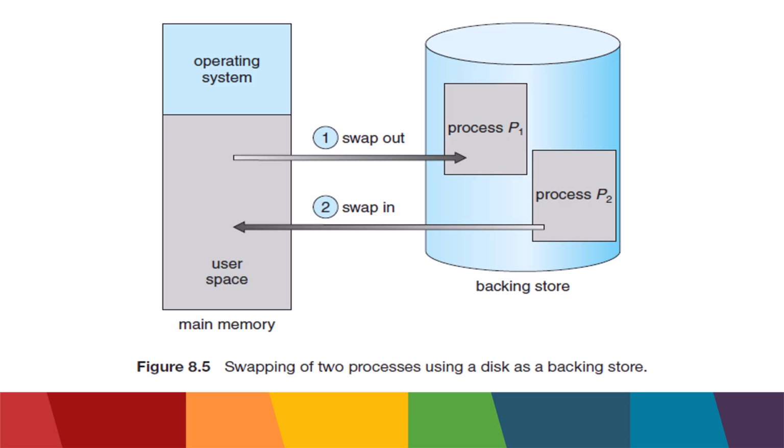So to summarize, swapping out frees up the RAM by moving inactive processes to the disk. Swapping in brings the process back to RAM when it is needed again. It's like temporarily placing a book back on the shelf to make space for a new one on your desk. When you need the old book again, you just bring it back.